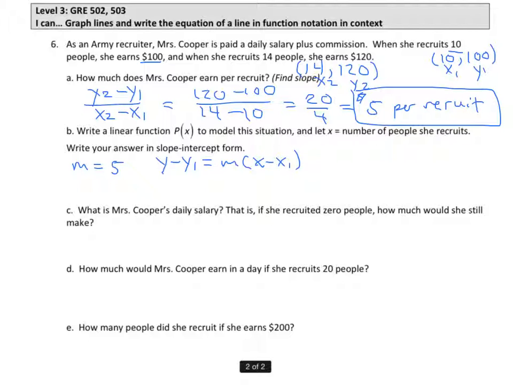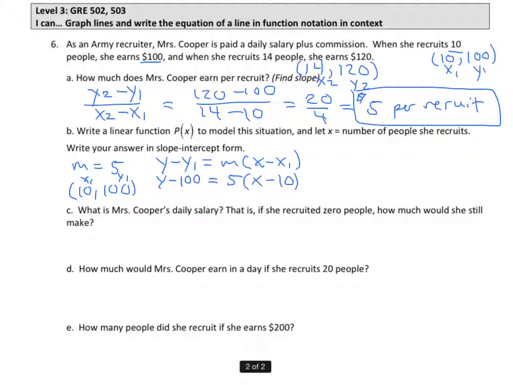And we need to pick one of the points to use. And you could use either point. You could use 14, 120 or 10, 100. I'm going to use 10, comma, 100 as my x1, y1. And so I write the equation in point-slope form, and we get y minus 100 equals, for m I put in 5, and then x minus the x value of the point, which is 10.